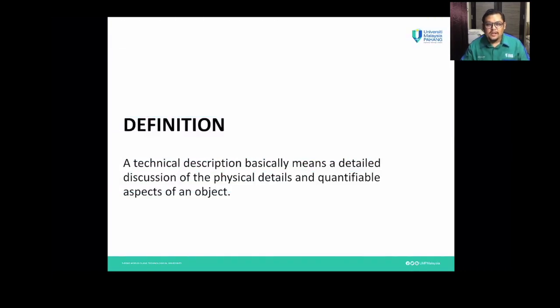Before we move on, let's look at the definition. A technical description basically means a detailed discussion of the physical details and quantifiable aspect of an object. So there are two keywords over here. One is physical details. Another one is quantifiable aspects. So these are quite important for us to know.